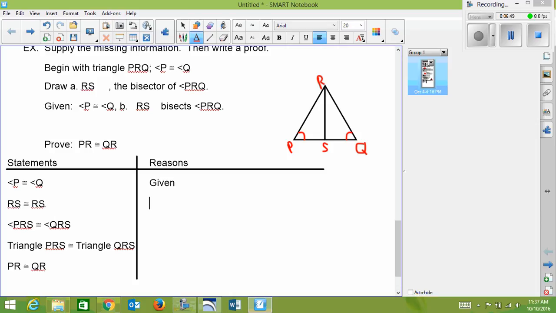rule was that said that it was equal to itself? That was the reflexive property, that a side equals itself or an angle equals itself. So then from there, I said that angle PRS is congruent to angle QRS. How do I know that? Definition of angle bisector.